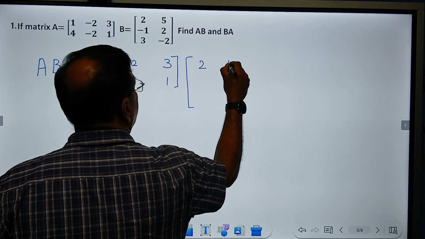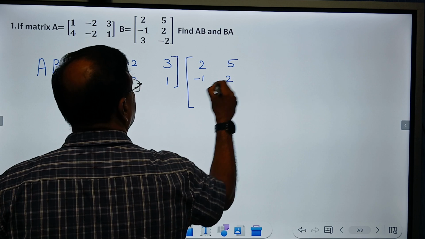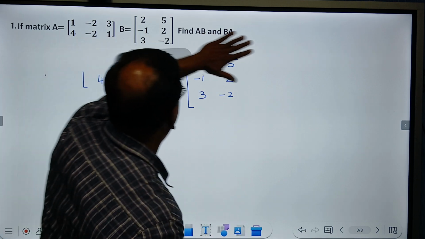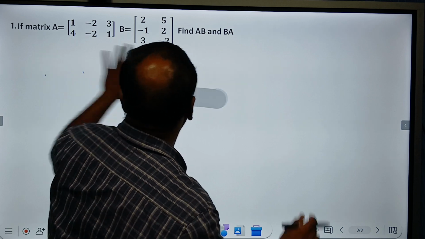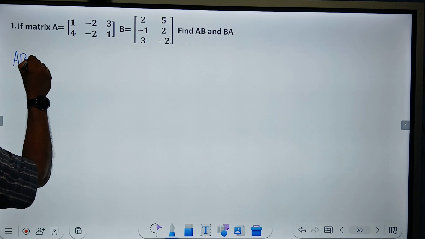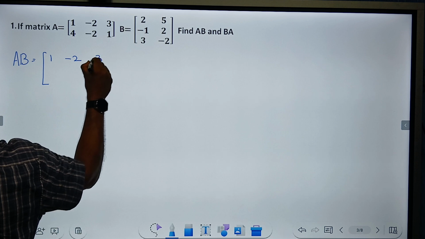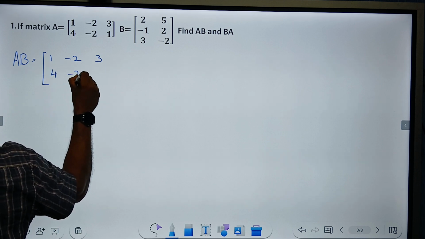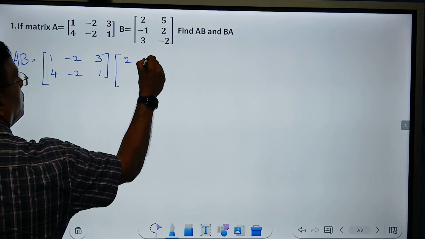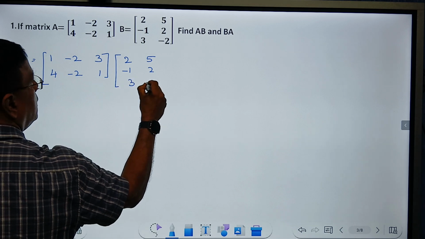2, 5, minus 1, 2, 3 and minus 2. It's too big, so I'll just make it short because I need to do both the problems here. So A, B is 1, minus 2, 3, 4, minus 2, 1. And what is B? 2, 5, minus 1, 2, 3 and minus 2.